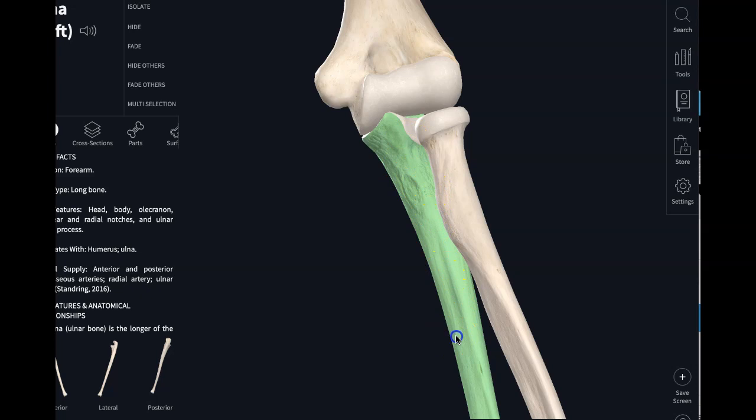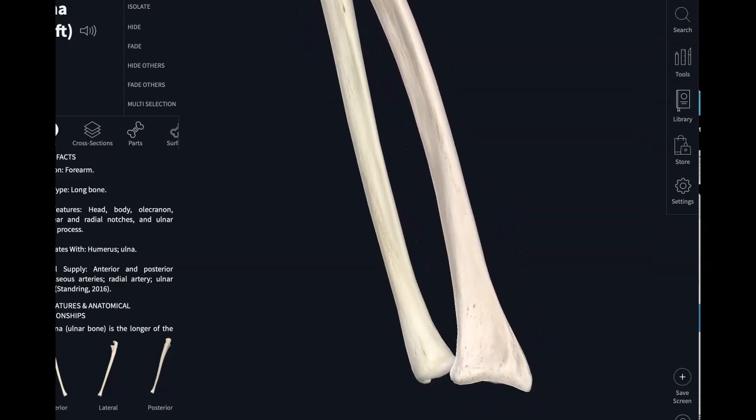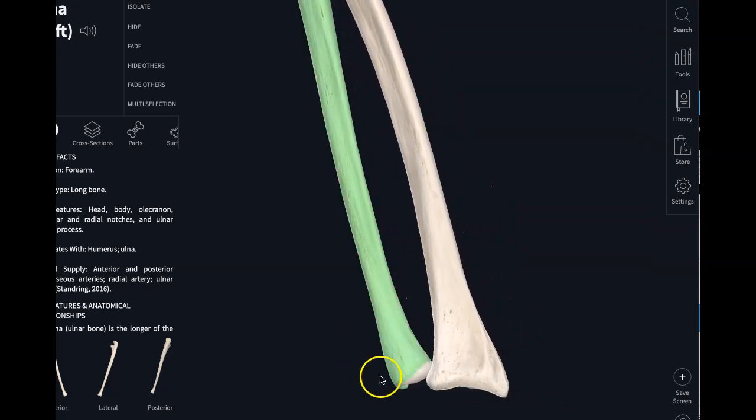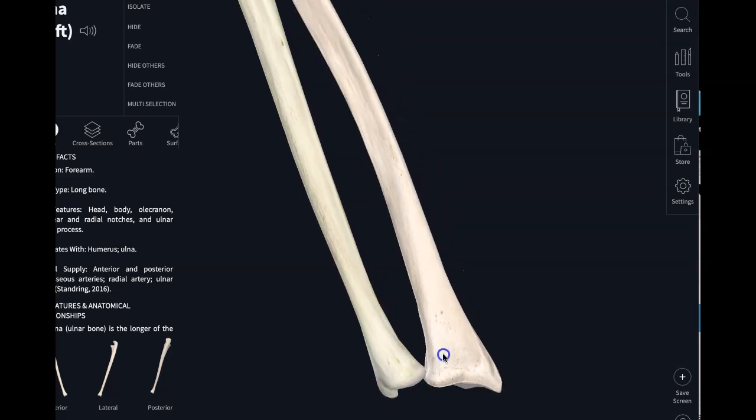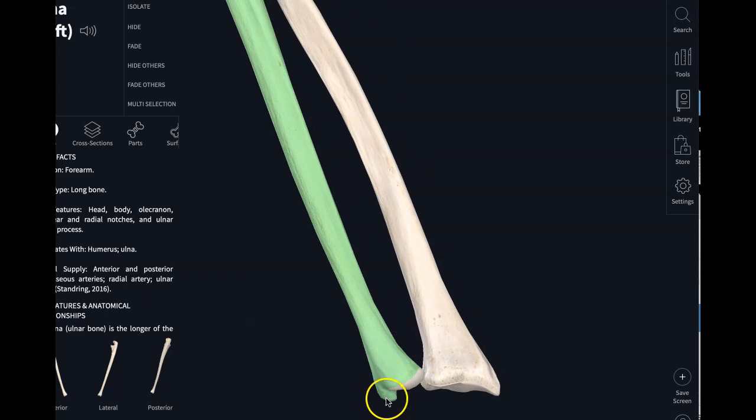If we go down to the distal end, there's not much down here. We've got this little knob right here. This is called the head. It's the head of the ulna. It also has articular cartilage right here. And then we have this little point down here. This is the styloid process of the ulna. It's just this little projection. So, the styloid process of the ulna.